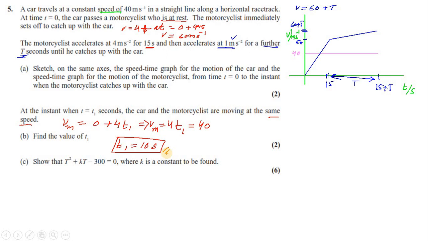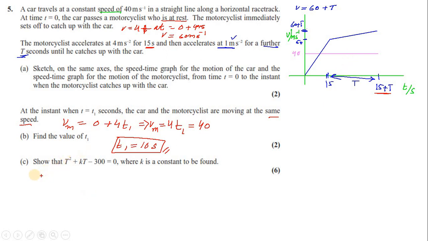Part C, show that T squared plus kT minus 300 equals 0, where k is a constant to be found. The idea of finding this equation: T is the time which is unknown, capital T, but we know that at 15 plus T, at this time, the motorcyclist is catching up. That means the distance traveled by the motorcyclist and the distance traveled by the car will be the same, and this is the idea that I'm going to use to form this equation.